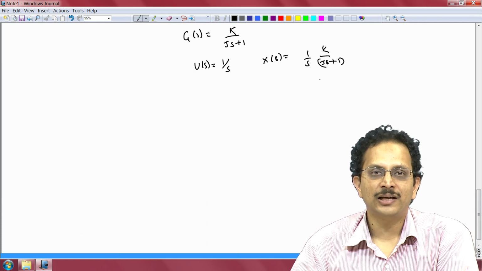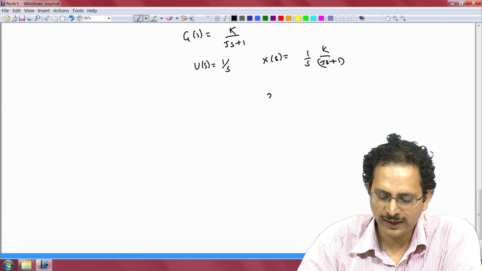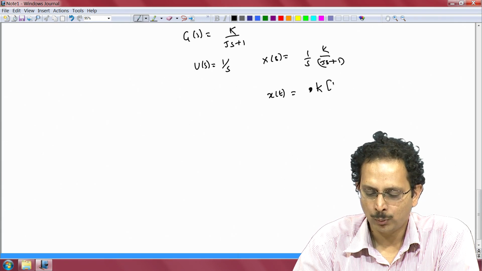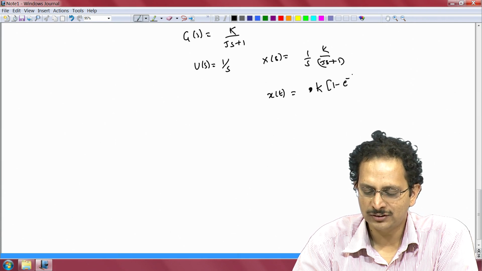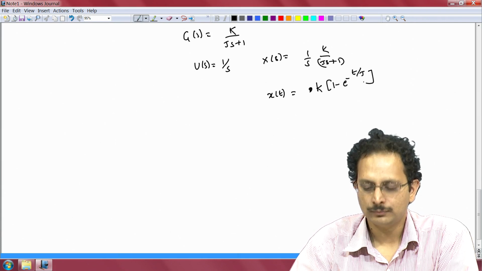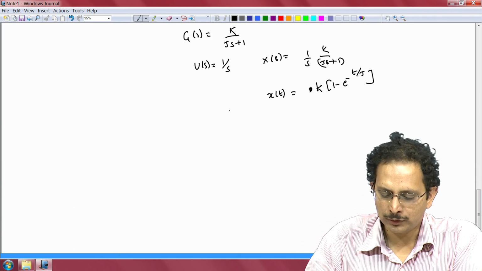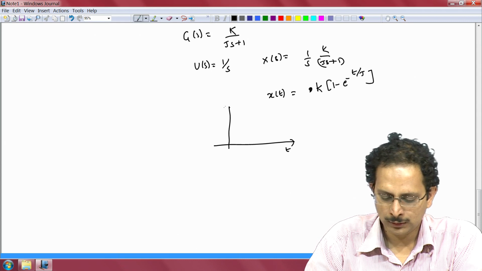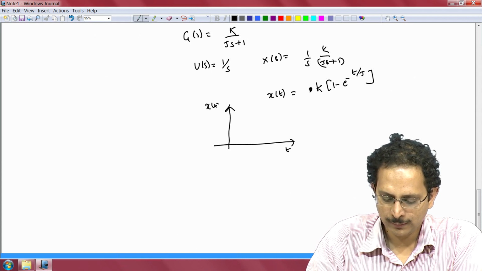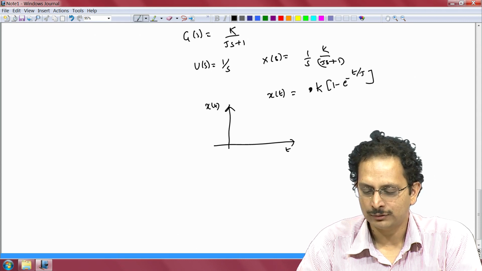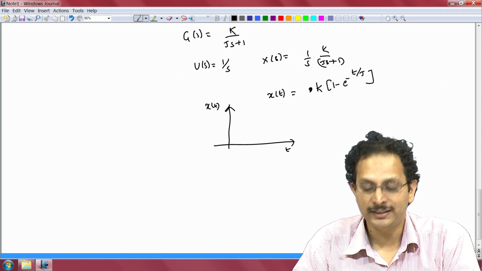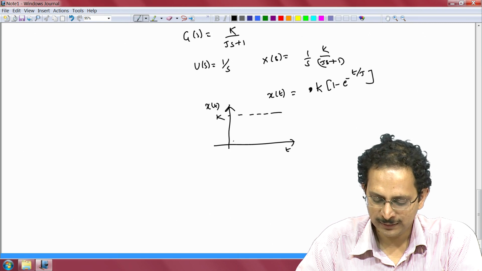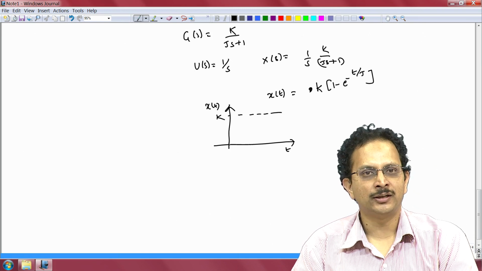If I take the Laplace inverse of this, I would get x of t, and that would be equal to k times 1 minus e power minus t by tau. So the response of a first order system therefore would look something like this. Its steady state value, namely the value it assumes when t tends to infinity, is equal to k. So this is k, assuming that its initial conditions are 0.